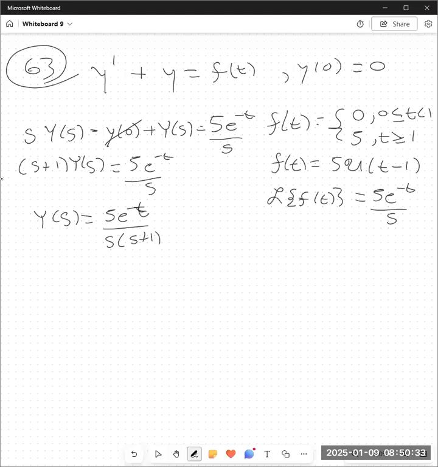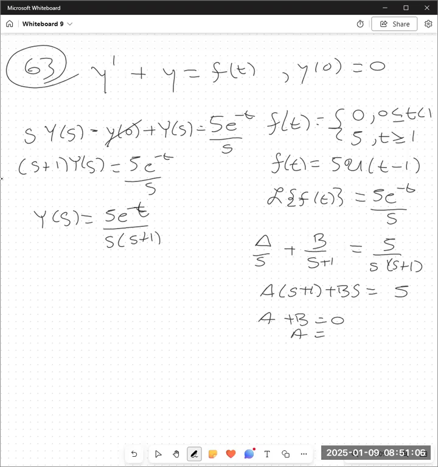So off to the side over here, we have a over s plus b over s plus 1 is equal to 5 over s times s plus 1. I don't need the e to the negative s part because that's just going to be a constant multiplier. So a plus b equals 0, a equals 5, b equals negative 5.